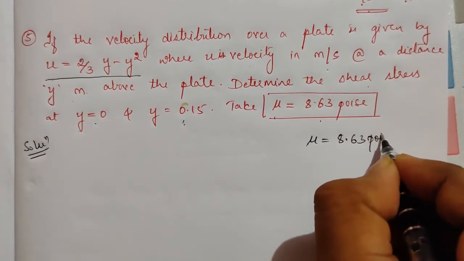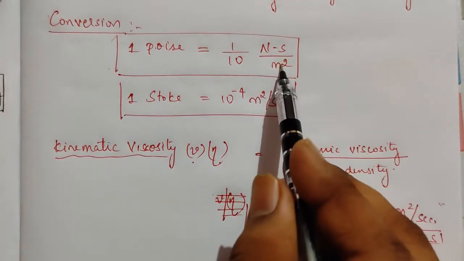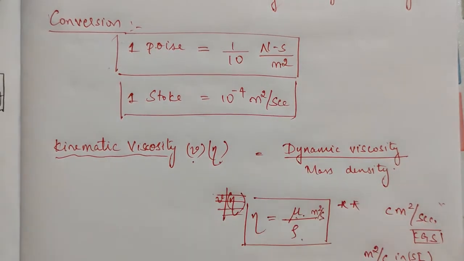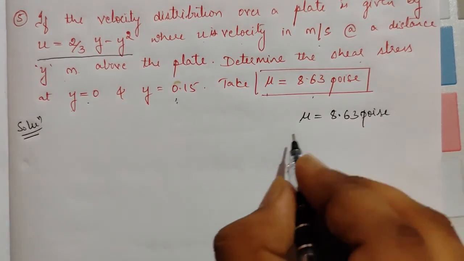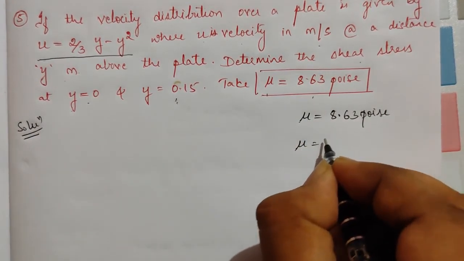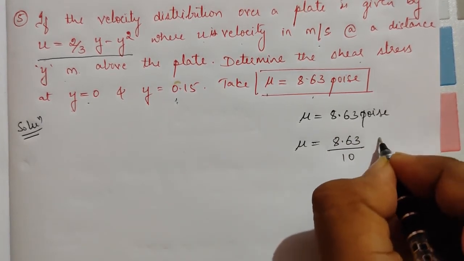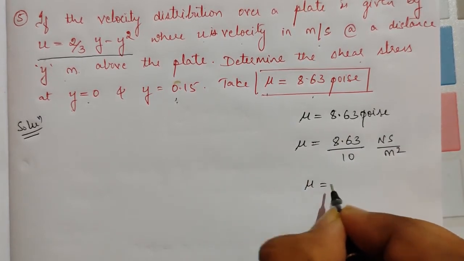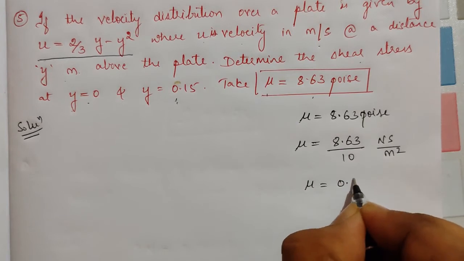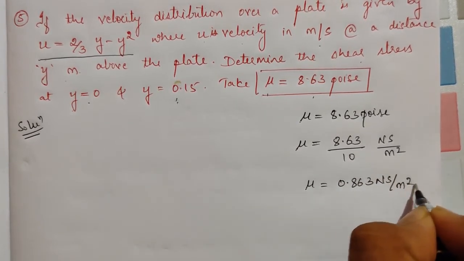8.63 poise, right? Whatever is given in poise, you have to convert into Newton second per meter square, that is, multiply by 1 by 10. So mu is equal to 8.63 by 10 Newton second per meter square. So your mu value will be 0.863 Newton second per meter square.